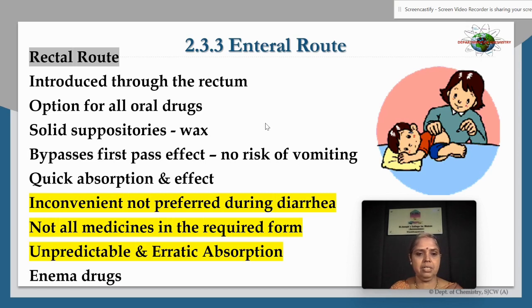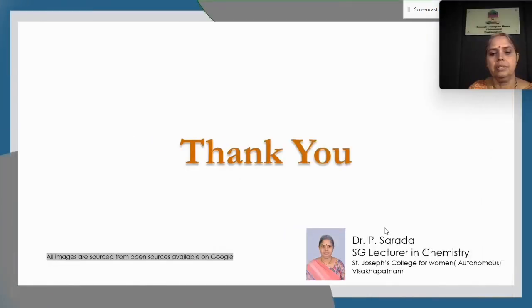It will bypass the first pass effect, because the rectum is after the liver, so generally it bypasses the first pass effect. Absorption as well as effect is quick. But it is very inconvenient, so not preferred so much, and absorption is unpredictable and erratic, especially with enema drugs. If children or aged people are suffering from constipation, this particular route is preferred. Thank you.